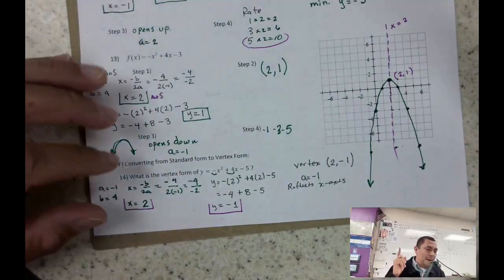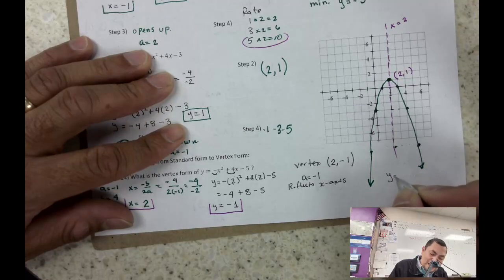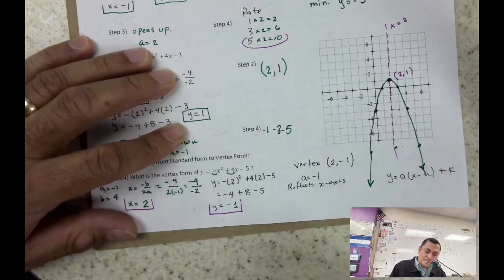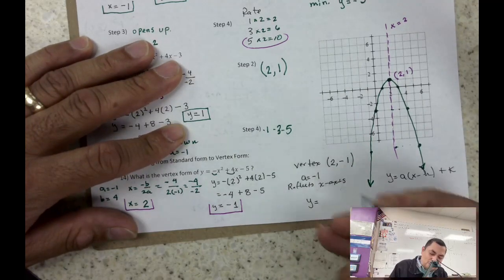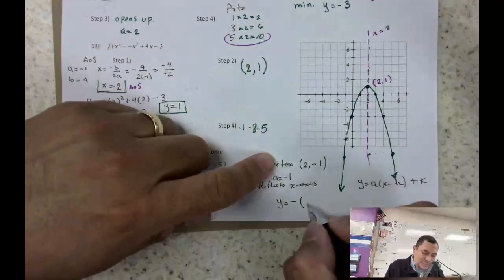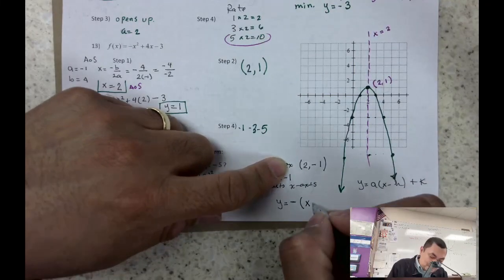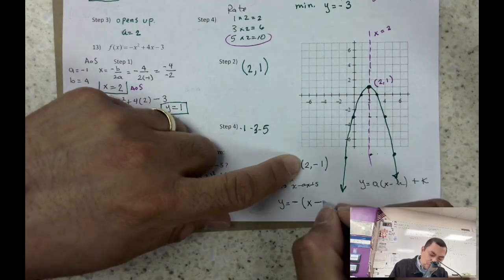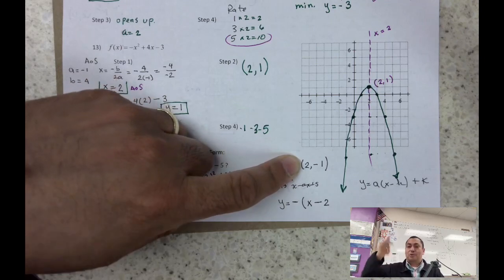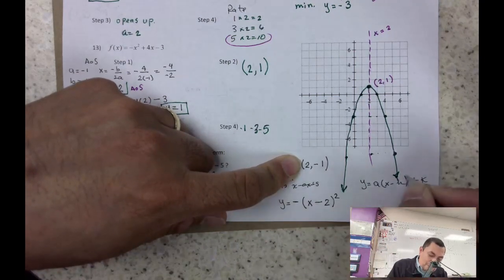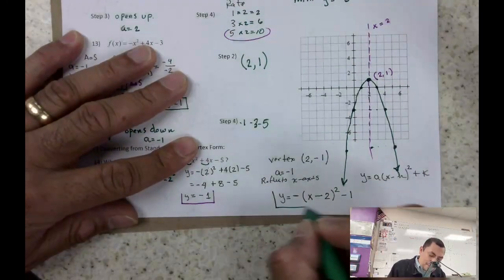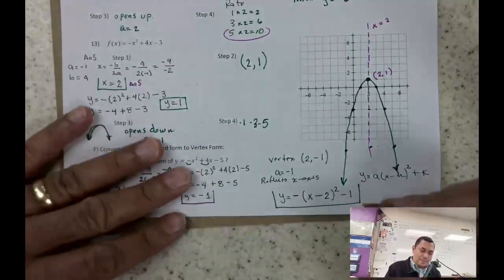So in this case, my vertex form, remember the vertex form? y equals a(x minus h) squared plus k. So this is the same. y equals, a is negative 1, parenthesis, x minus h, which is 2. See how this 2 is positive, so when it goes back to the formula, it becomes negative. We always use the opposite. To the second power, I forgot the second power, minus 1. And this is my vertex form of the parabola.